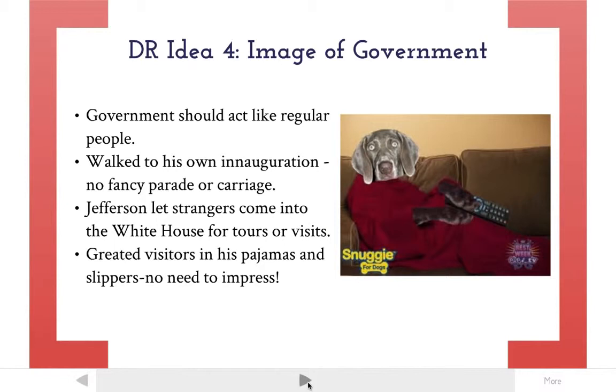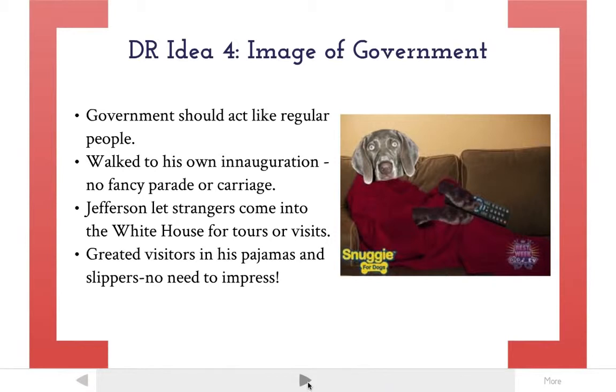So he walked to his own inauguration twice. There was no fancy parade, no carriage, nothing like that where the other presidents were inaugurated. He simply just walked down the street, strode up to the podium, gave a speech, and walked home. No big deal. Jefferson would also let strangers come into the White House and visit for tours. You could just knock on the door and he'd say, "Yeah, come on in, tour the White House."